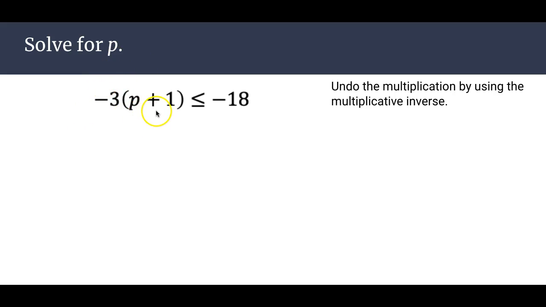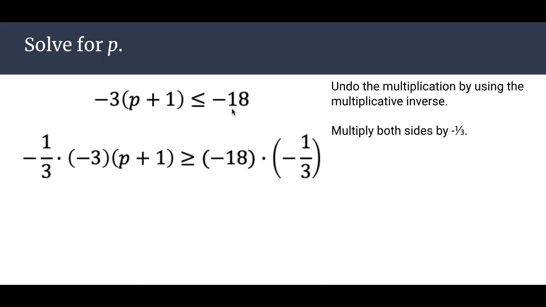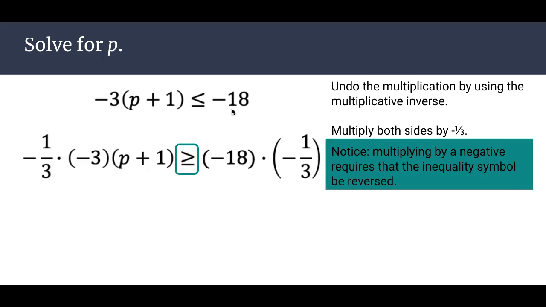You end up with p plus 1. And over here, negative 18 divided by negative 3 gives you a positive 6. You're going to see that same math worked out, but they're multiplying both sides by a negative 1/3. Here's the big thing that you need to note: whenever you divide or multiply by a negative and it's an inequality, the signs flip. Make sure you note that. When you simplify, here's that positive 6 that I told you about a second ago.